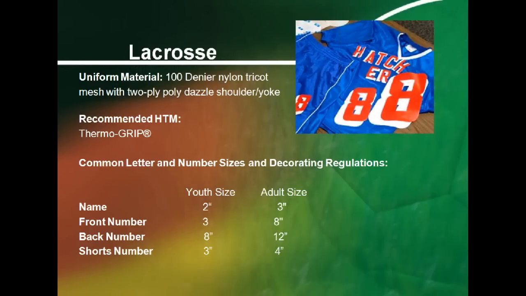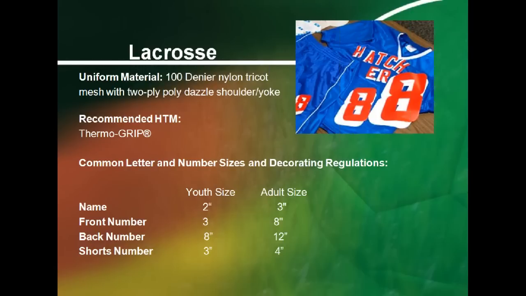So for your front number on the youth, 3-inch is a good standard. And then for the adult, I have 8-inch, but I don't think that's right. It should be 4-inch, actually, for lacrosse. And then for your back number on youth, you want to go 8-inch, and you can go up to 12-inch. 8-inch isn't bad for an adult size, but lacrosse typically, because of the larger jerseys, goes 12-inch. And then on the shorts, which is usually the left hip or the lower leg, 3-inch for youth and 4-inch for adult.